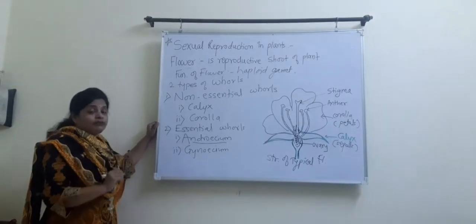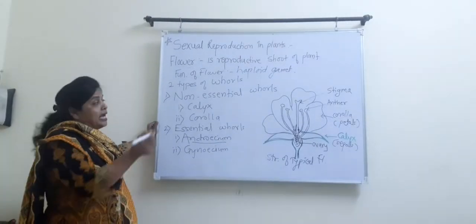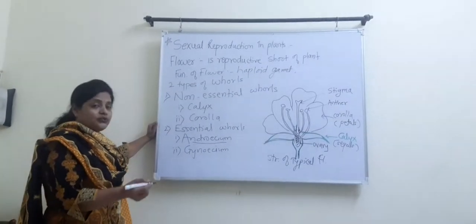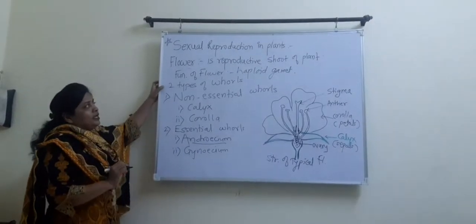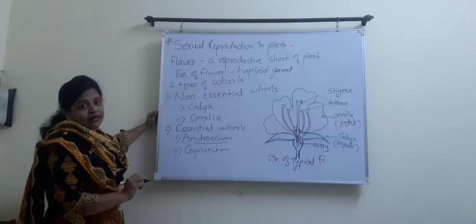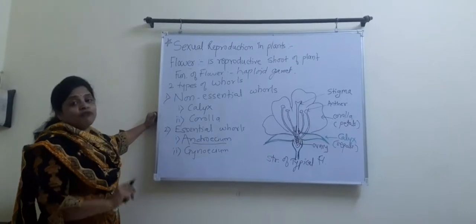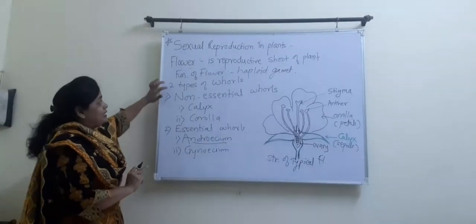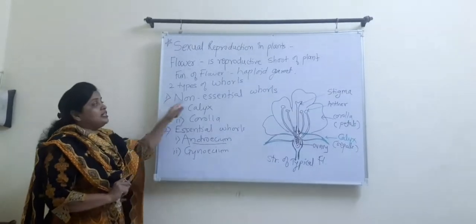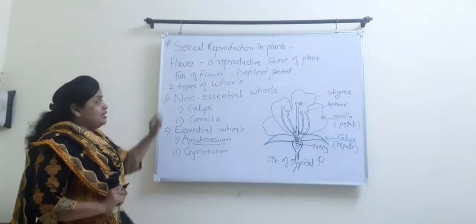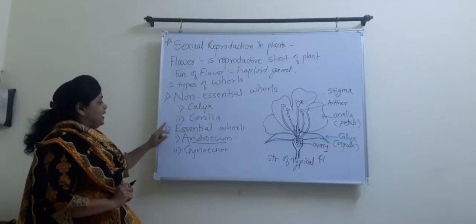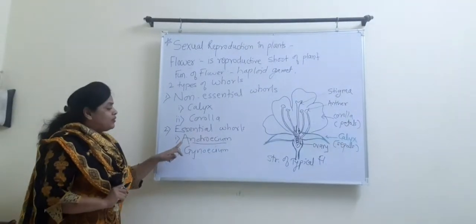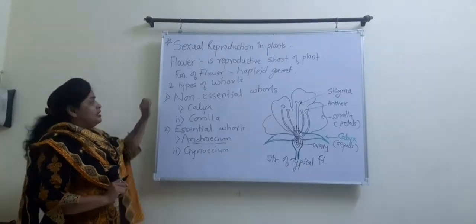Now, the function of a flower is to produce haploid gametes and ensure that sexual reproduction takes place. In a typical flower, there are two types of whorls. First are the non-essential whorls. Non-essential whorls are calyx and corolla. Essential whorls are androecium and gynoecium.